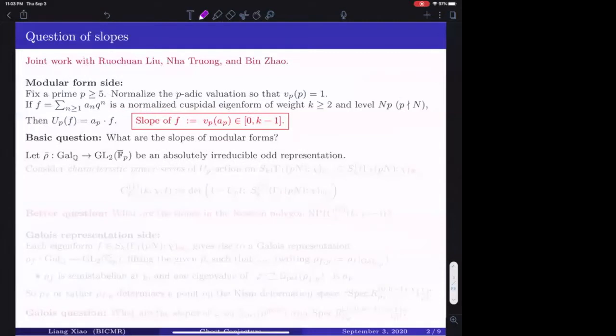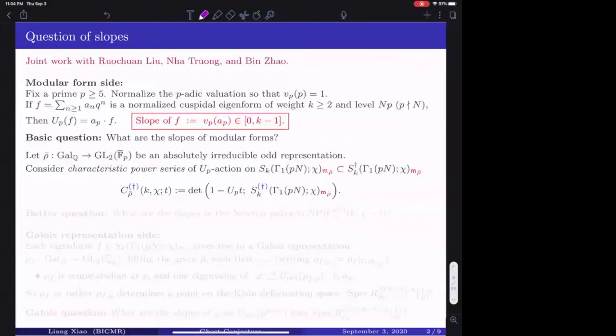So let's try to make it feel maybe more profound. Let's fix an absolutely irreducible odd representation, rho bar. I want to consider not just all modular forms, but only those modular forms living in this space S_k(Gamma_1(Np), chi) for the level Gamma_1(Np) with some Nebentypus character chi. That's a space of modular forms, but I want to look at the space localized at this rho bar. And similarly, for p-adic reasons we can deform these classical forms into so-called overconvergent modular forms, which are still localized at m_rho bar, the Hecke ideal determined by this rho bar.